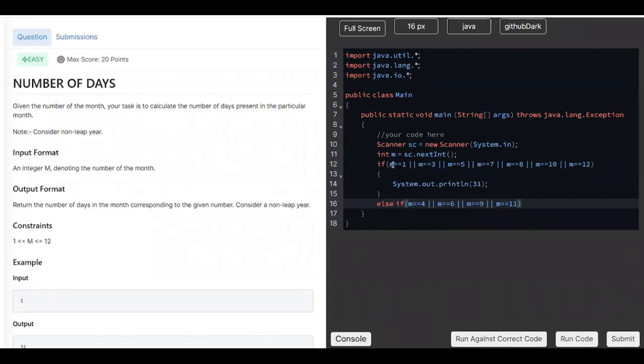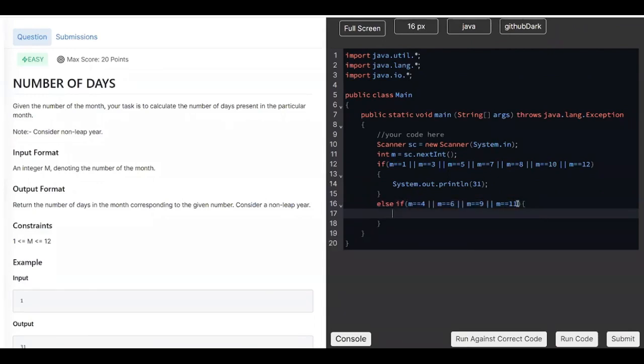So once I am sure that the month is not of 31 days, I come to this else if part and I will check, is the month number 4 or the month number 6 or the month number 9 or month number 11. If you have any one of these 4 months, that means you are looking at a month containing 30 days. So I will enter inside the else if block and print 30 days. We'll do System.out.println 30.